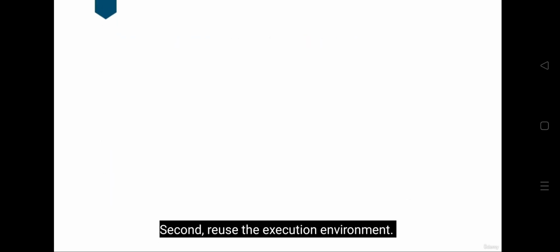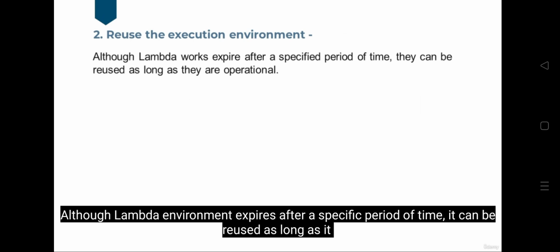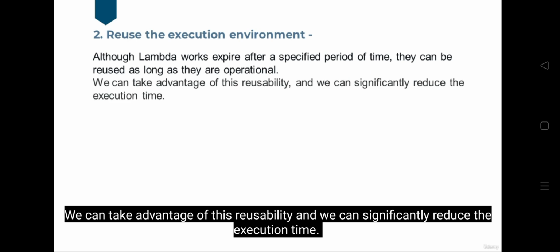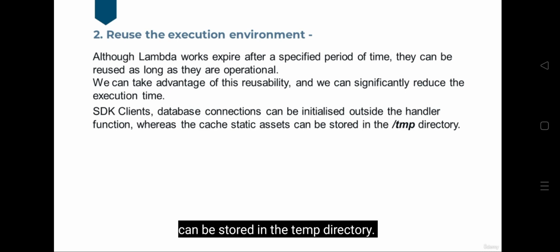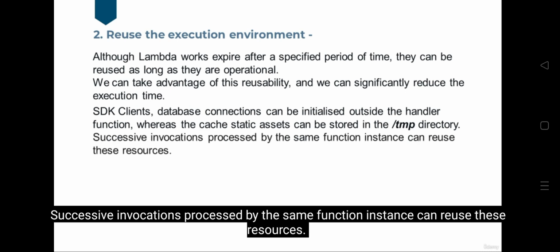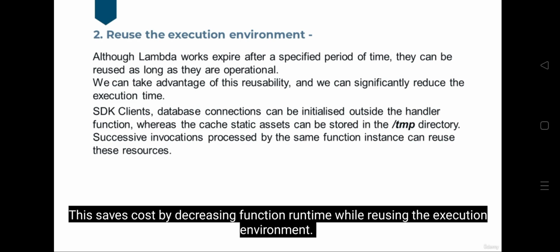Second, reuse the execution environment. Although the Lambda environment expires after a specific period of time, it can be reused as long as it is operational. We can take advantage of this reusability and significantly reduce the execution time. SDK clients and database connections can be initialized outside the handler function, whereas cached static assets can be stored in the temp directory. Successive invocations processed by the same function instance can reuse these resources. This saves cost by decreasing function runtime.